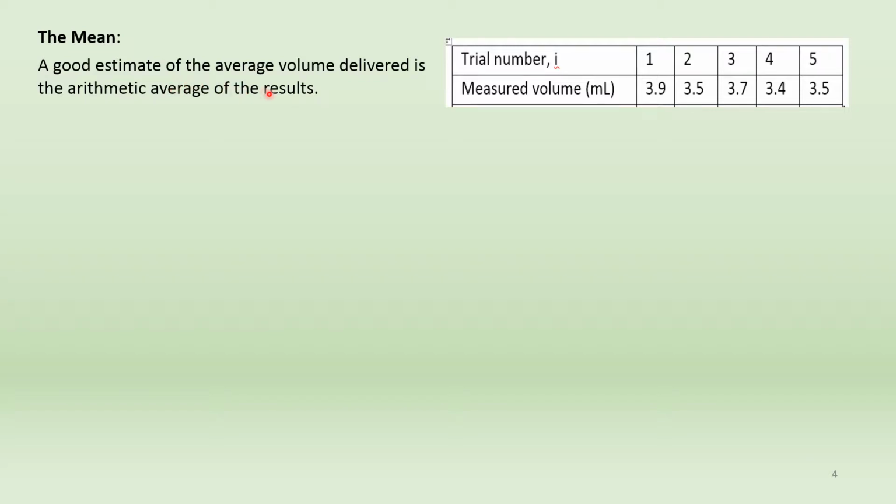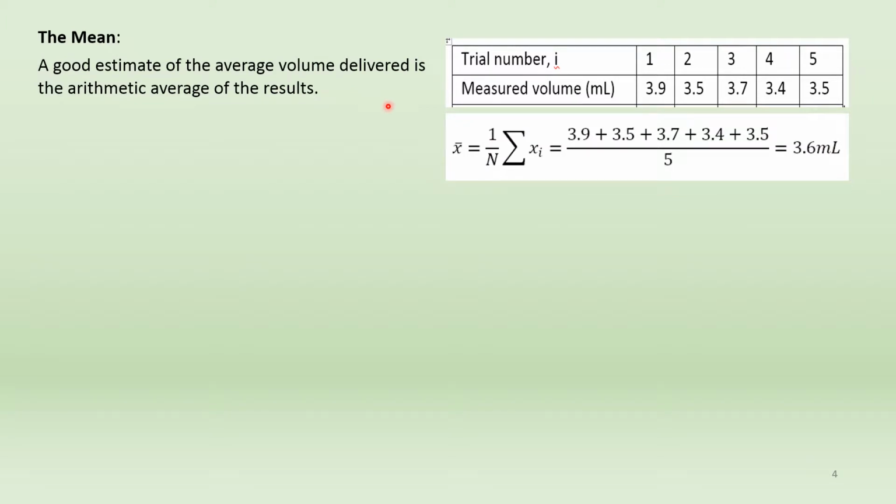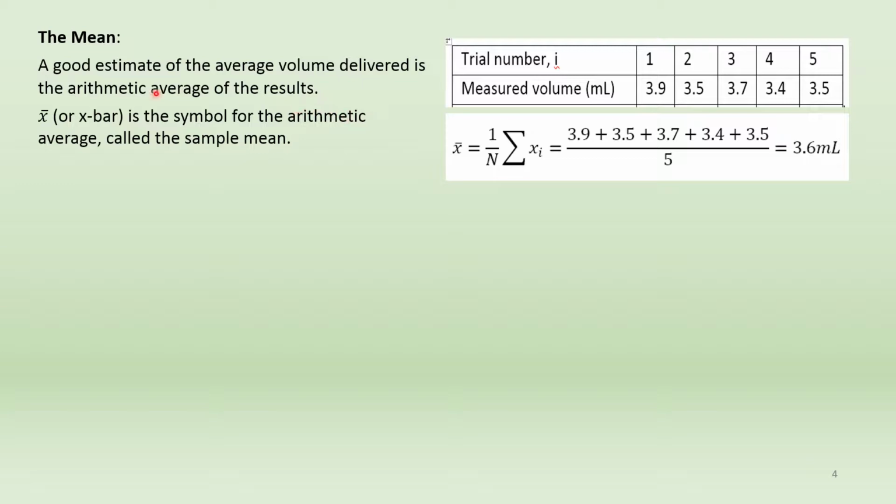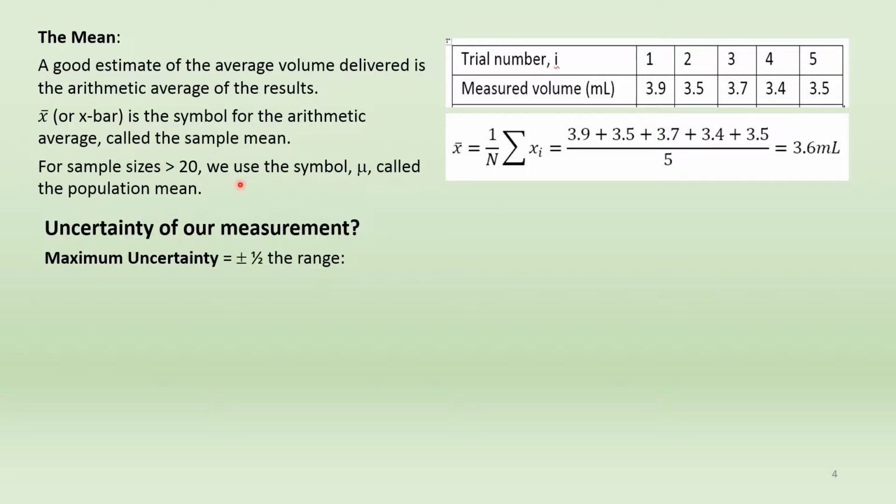A good estimate of the average volume delivered is the arithmetic average of the results, which you can see is calculated by adding up the individual volumes to get the total volume and dividing by the number of volumes delivered, 5. The average is 3.6 mL. And the symbol for that is called X bar. Now, X bar is the symbol for the arithmetic average, sometimes called the sample mean. Now, if you had dispensed this many times, say at least 20 times, then the symbol would not be X bar, but rather mu, and that is called the population mean.